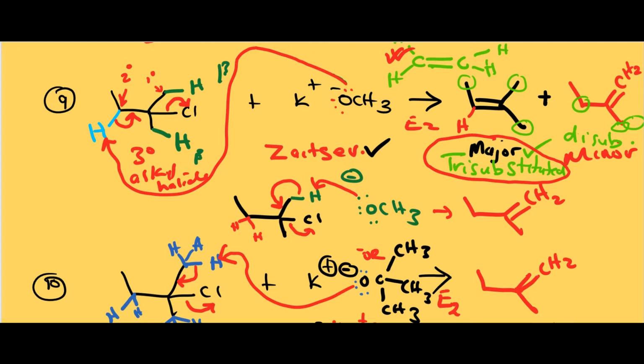You see that? So this is bulky. It's not going to go in there to steal like this tiny base did here. Instead, it's going to go for the outside hydrogens to give you this disubstituted alkene, which now is going to be the only product, while up there it was the minor. Okay? So choice of base and size of base is very important.